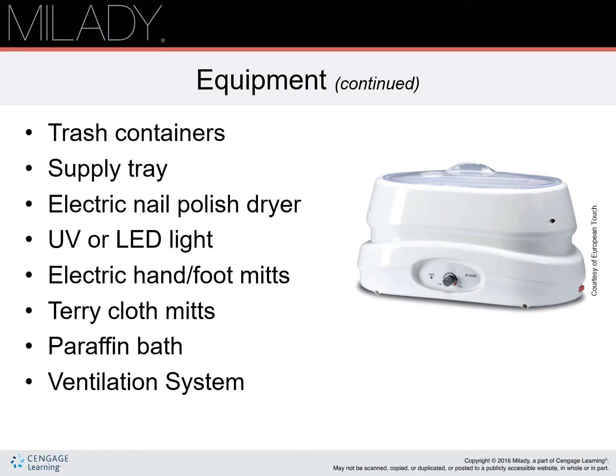Another example of equipment is an electric nail polish dryer. These are optional, but they do shorten the time necessary for your clients to dry. We have a couple of these here as well. UV or LED lights. These are optional, but not really. I mean, if you're going to do manicures, you're pretty much going to get into gel nails, and you're going to need that UV LED light. They're used to harden those gel products. They use UVA bulbs to emit and harden the nails.